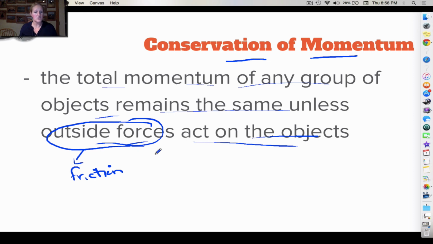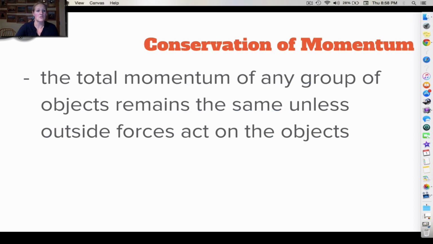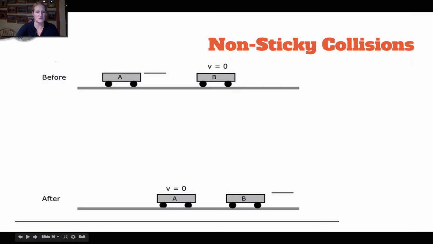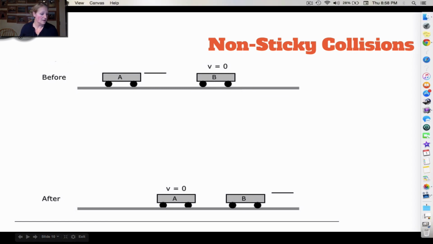Okay, so let's look at some examples of collisions and see how this conservation of momentum will work. So let's say that we have cart A, and it's moving towards cart B at a pace of 4 meters per second. Let's also say that this is 100 kilograms. And let's say that cart B is also 100 kilograms, but as you can see, its velocity is equal to 0. So cart A is at a velocity of 4 meters per second, and cart B is at a velocity of 0. It's not moving at all, it's stationary.